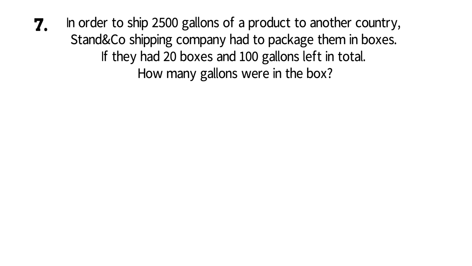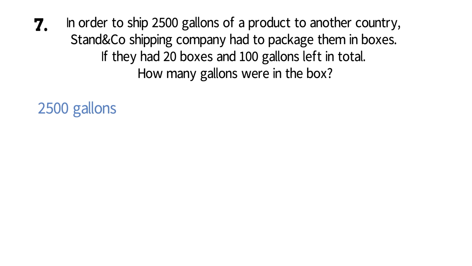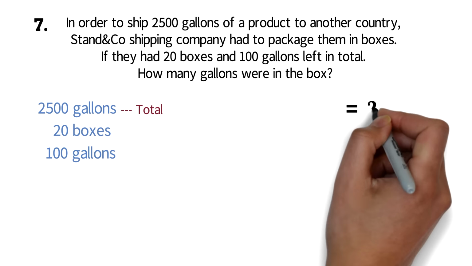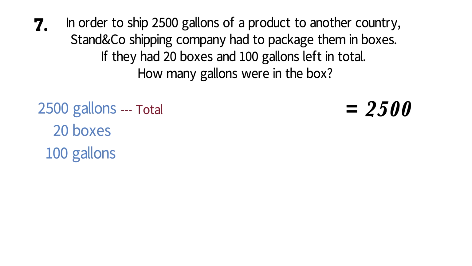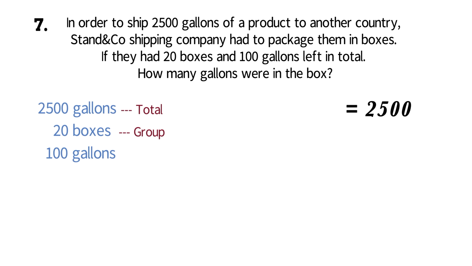You have three values in these type of questions. Let's write them down. We have 2,500 gallons. We have 20 boxes. And finally, we have 100 gallons. The 2,500 gallons represents the total. So we have equals 2,500. The 20 boxes is what I call the group. The gallons have been grouped into boxes.